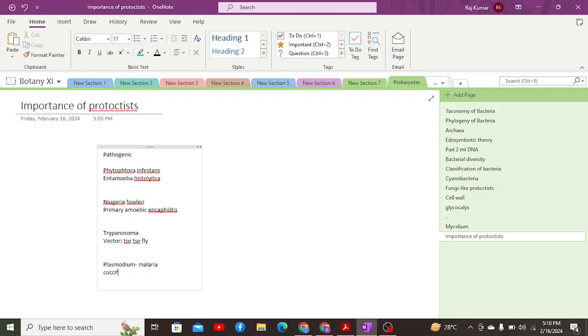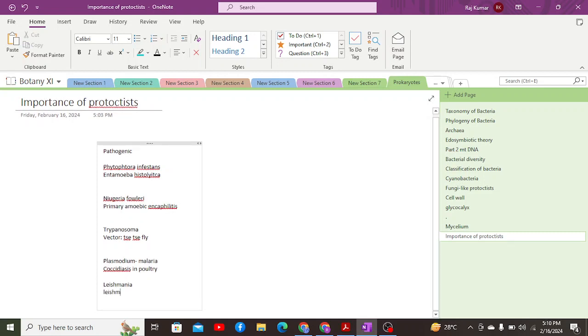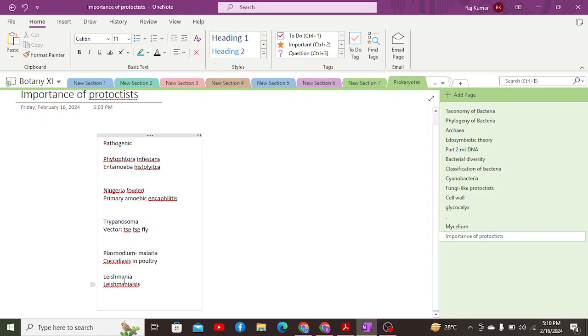Apart from that, coccidiosis is not a disease caused in man, but it is caused in poultry. It is also an example of apicomplexans, or an example of sporozoa. After that, we also have the example of Leishmania. Leishmania is also a protozoan which causes an infection of WBCs, known as leishmaniasis. These are some pathogenic characteristics.